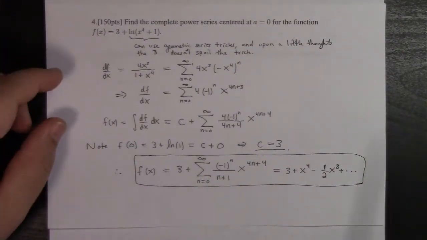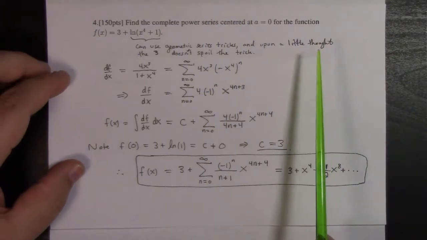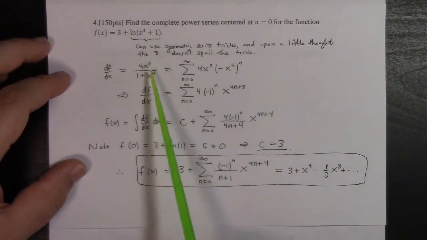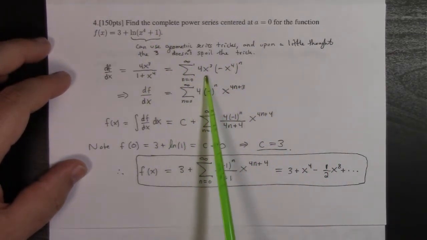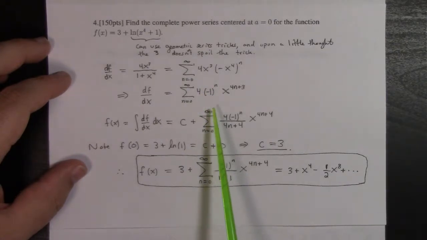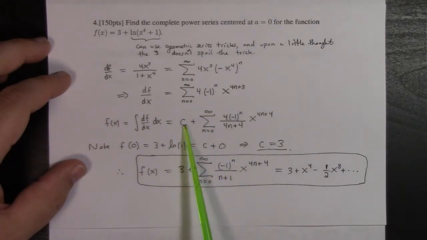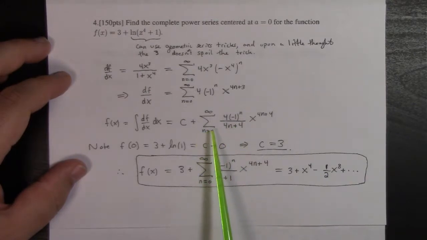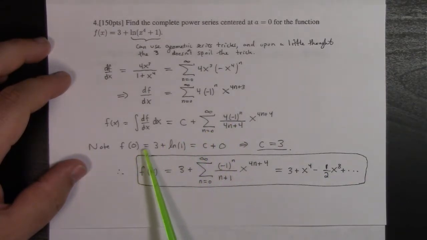This one here, I use the geometric series tricks or techniques. So differentiating, it gets me to that, which then I can use the geometric series to expand, clean it up, and then integrate to get back. I have to add a constant, and then I check what happens when I plug in 0.